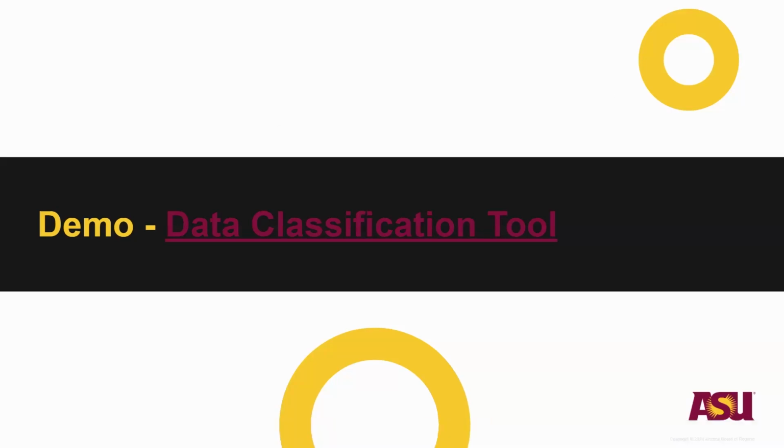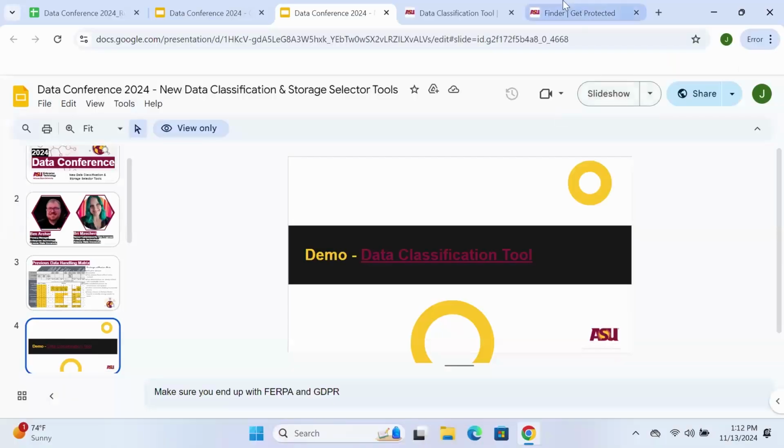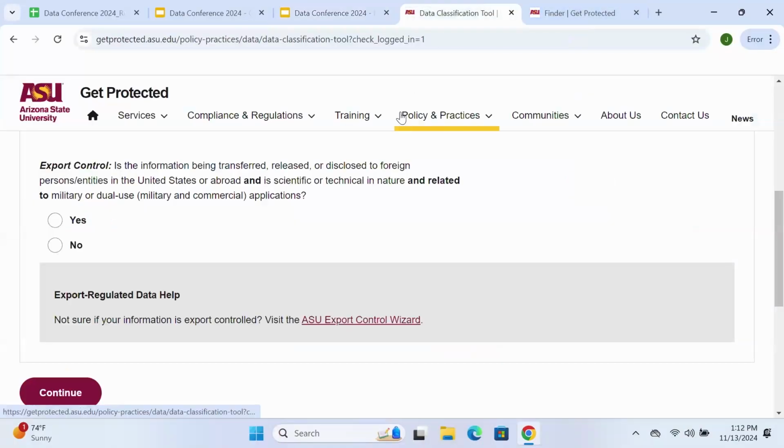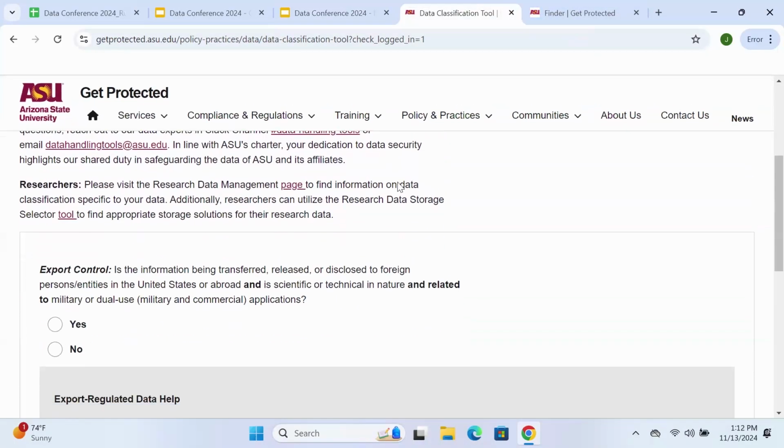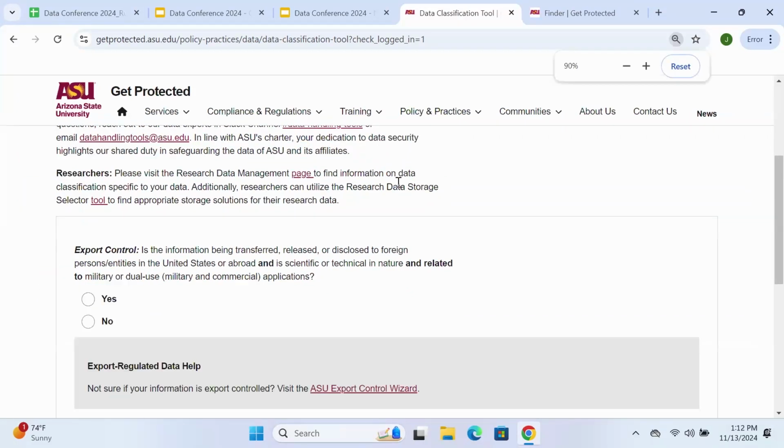So to address that, we created a new data classification tool that just walks you through a series of questions. I'm going to make this a little bit smaller so that we can see all of it on screen. It asks a series of questions and then gives you the classification for your data, and here are the regulations that may apply.